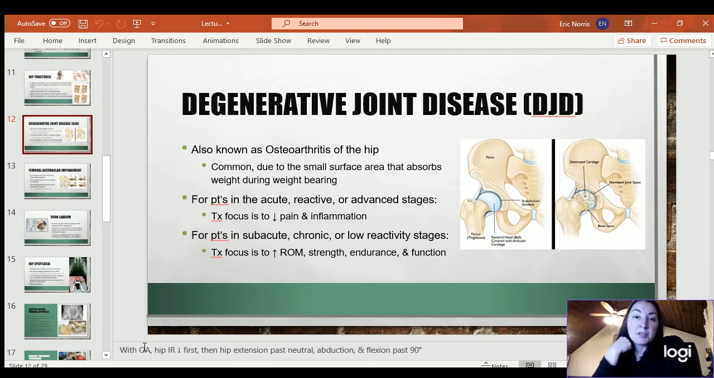If they're in subacute, chronic, or a low reactive stage, then you can do range of motion exercises, strength training, endurance training, and of course functional mobility, but that would also include gait training on different surfaces, balance training. All of those types of things could be used for a patient who's not necessarily in a flare-up but has the condition.